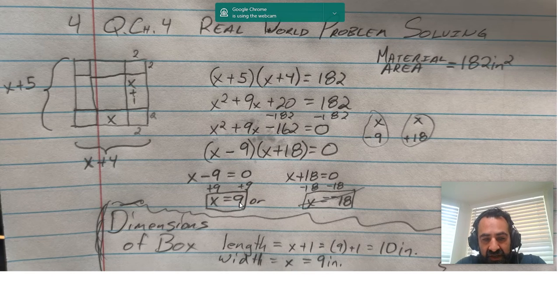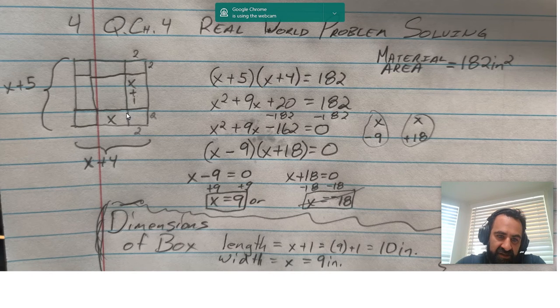However, our work is not done. That wasn't the question being asked. The question being asked was, what are the dimensions of the box? And I'm missing a dimension. I'm missing the height of the box. The height of the box is 2, because that represents the amount of material cut off here, which represents this distance. So when this flap folds up to make the box, the height is 2.